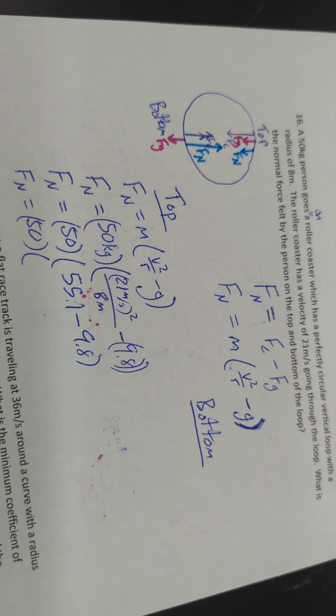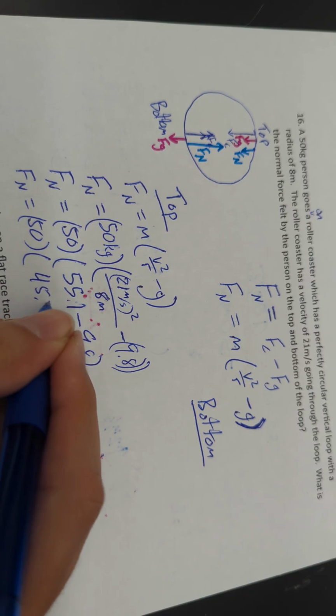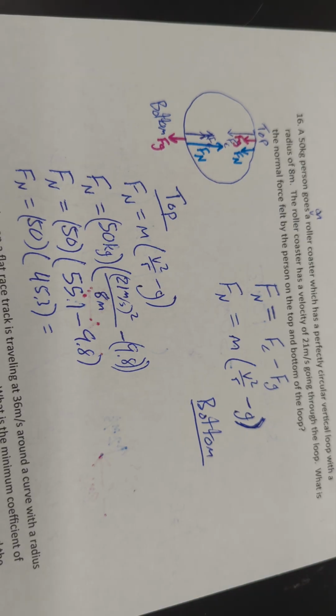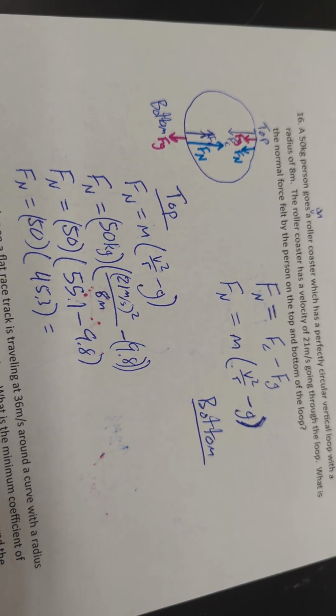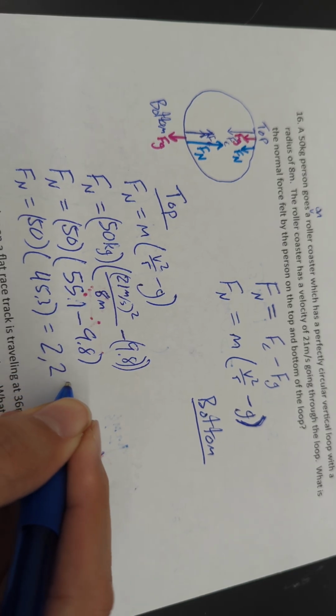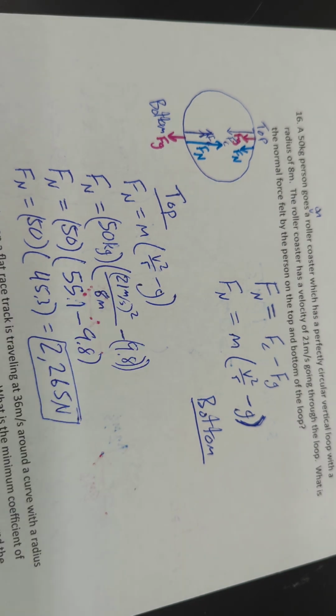And we could simplify this farther. 50 times 55.1 minus 9.8, and we get 50 times 45.3. That's still a lot of force. Wow. 50 times 45.3 equals 2,265 newtons of force on the top. That's not going to be a comfortable roller coaster, especially at the top.